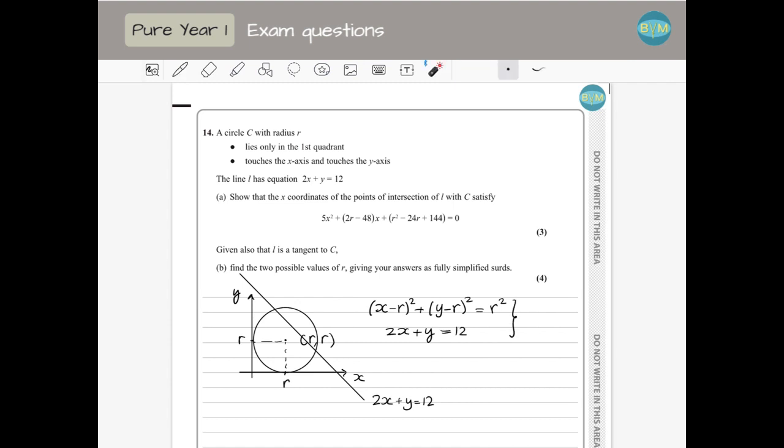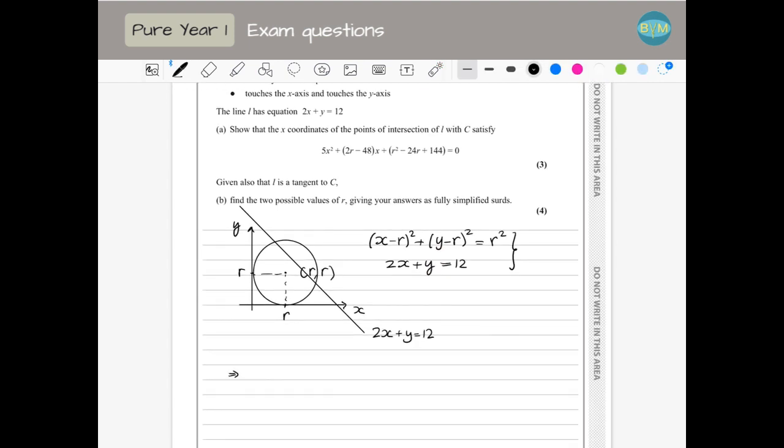In the linear one, we are going to make y the subject, just because it's easier than x, but it wouldn't matter, and then substitute into the other. So y from the line is 12 minus 2x. Substituting: (x minus r) squared plus (y minus r) squared, where instead of y I write 12 minus 2x, equals r squared. When I expand the brackets and organize my equation, I'm going to get this one. So let's do that. (x minus r) squared expands to x squared minus 2xr plus r squared.